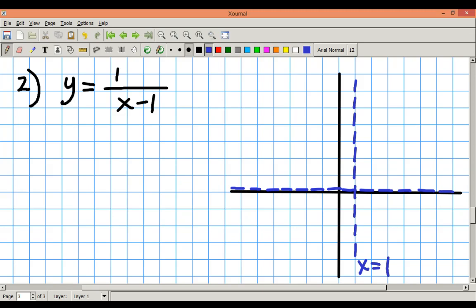Okay, now let's find out the x-intercept and the y-intercept. So the x-intercept, remember, is where y is 0. Look at your equation. y will be 0 when the top of that fraction is 0. The top of that fraction is never going to be 0 because it's a constant 1. And not only that, notice that the x-axis is an asymptote, so the graph is not going to touch there. So there is not going to be an x-intercept for this graph.